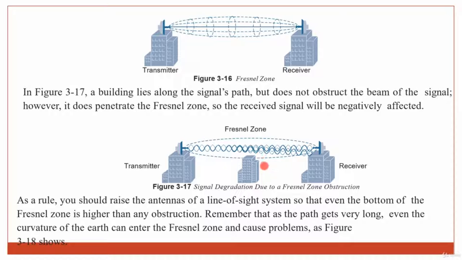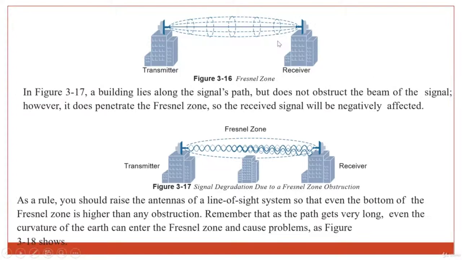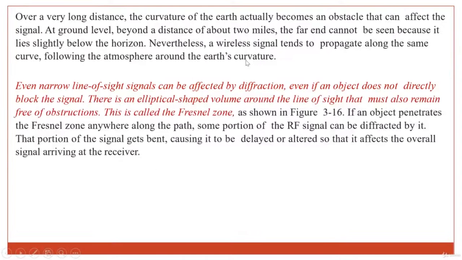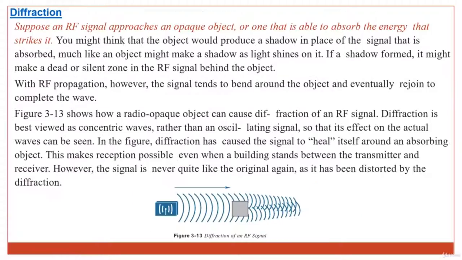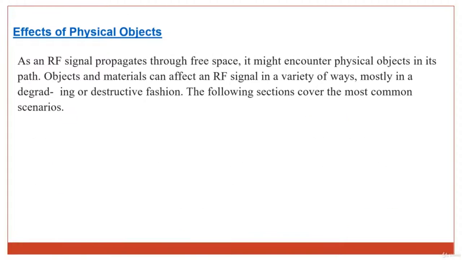In between, you can see that you have a small building. So it is still going to degrade the quality of the signal. Then you can see that this curve is showing that you should not have any obstruction in this curve, and that again comes from one of the formulas. So these are the things related to interference and to the physical objects in between.